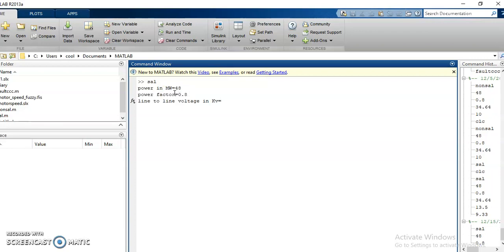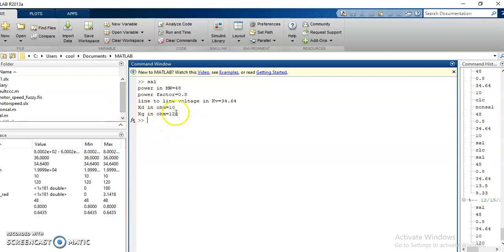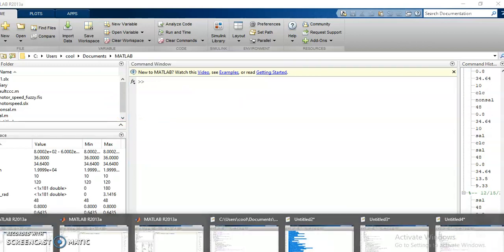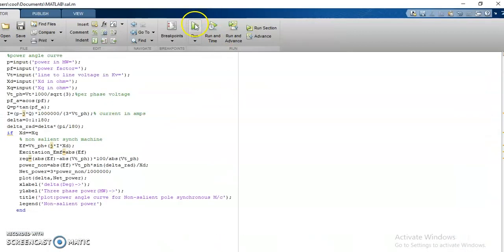Okay, enter. What is the line to line voltage? 34.64. Okay, enter. And XD is 10, XQ is 10. Sorry, both values are written opposite, so better I'll clear this. Once again I will execute this, 120 was written by mistake.